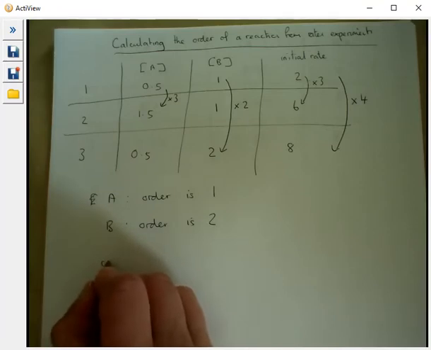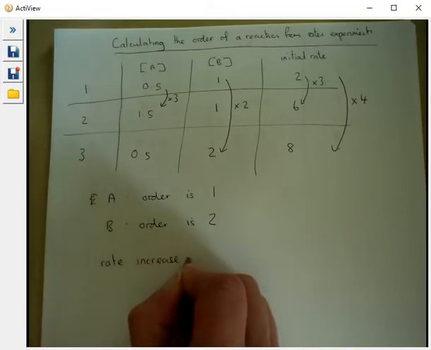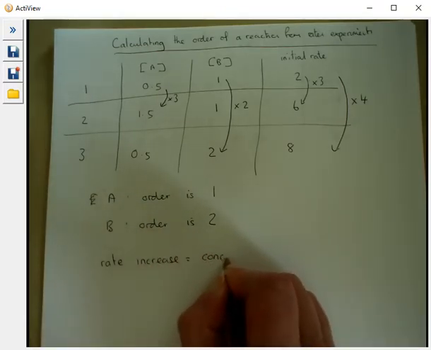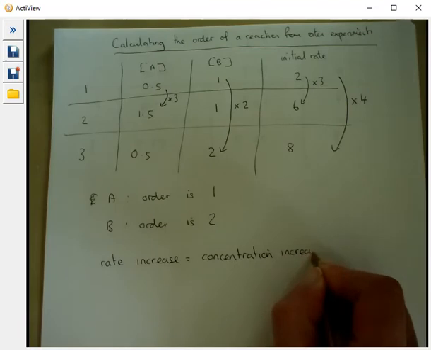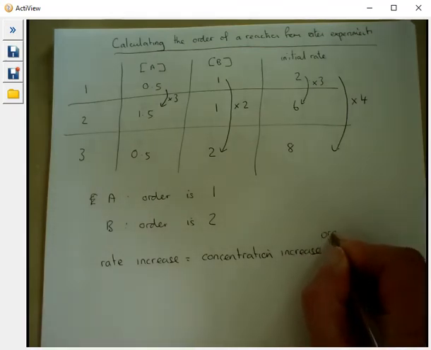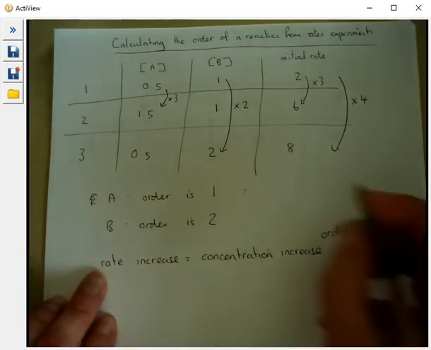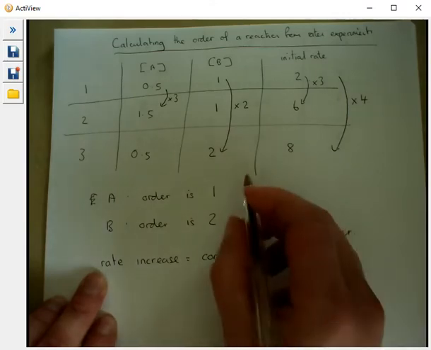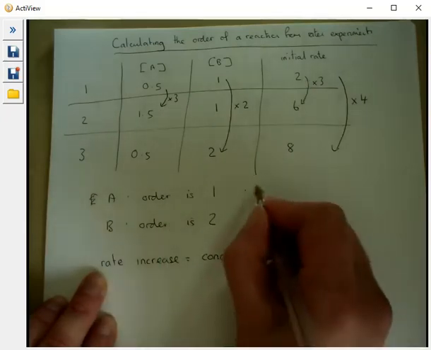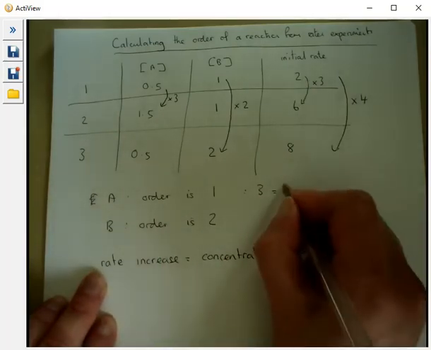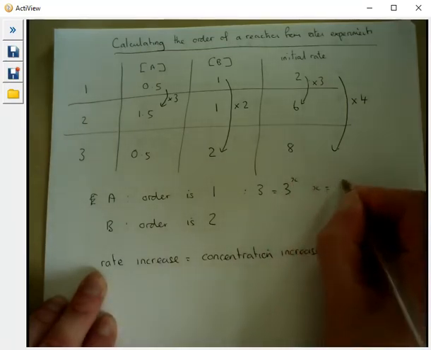So we can write a general thing here: the rate increase is equal to the concentration increase raised to the power of the order, which is what we're trying to find out. So if I do this here, the rate increase for experiments 1 and 2 was 3, and the concentration increase is 3 to the power of x. So in that case, x equals 1.